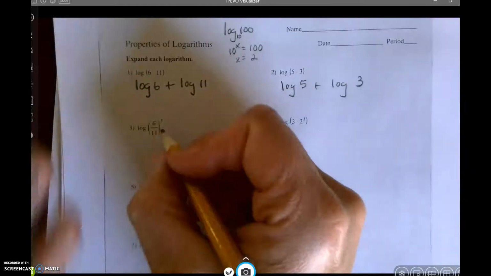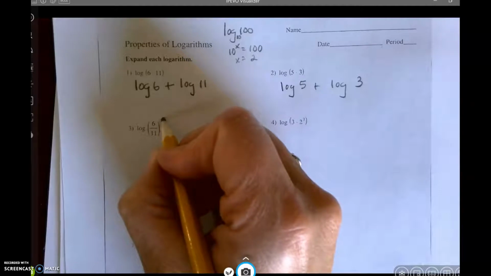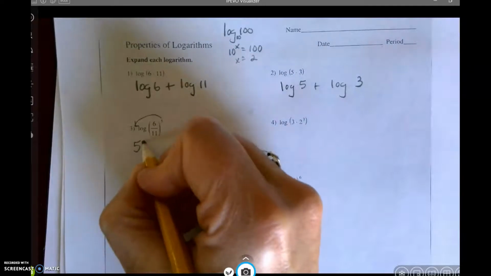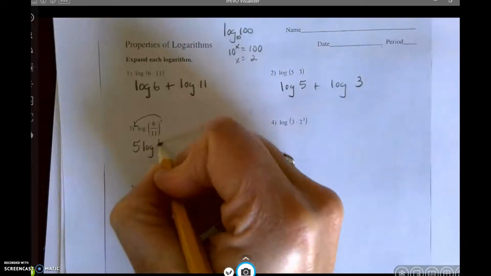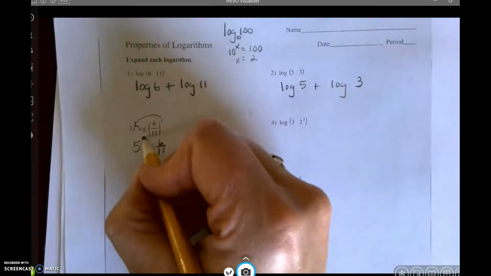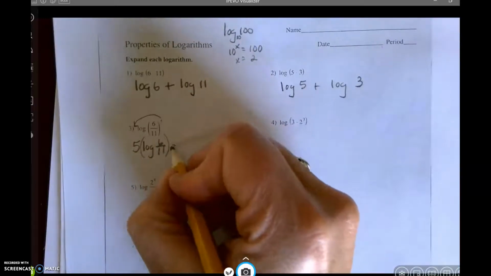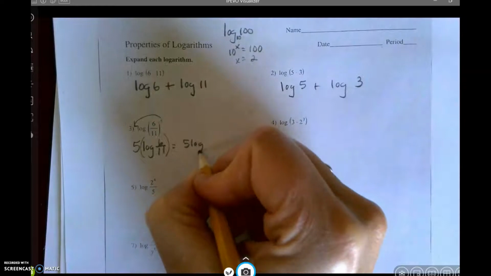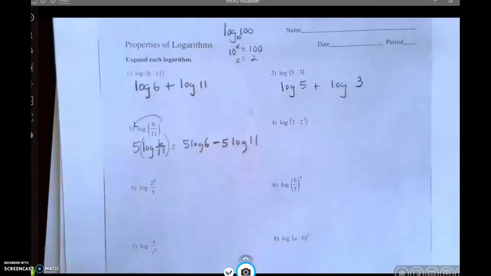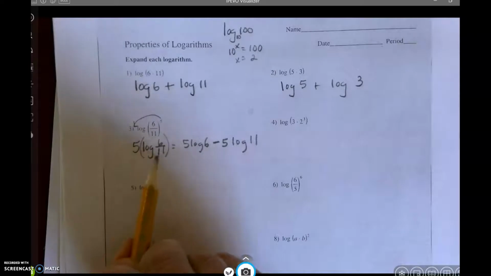All right, let's go to the next one, number 3. We know, first of all, that this exponent is going to get moved to the front. So we get 5 times the log of 6 divided by 11. Now remember that this 5 goes with this whole thing. So that when I separate this, it's 5 times the log of 6 minus 5 times the log of 11.